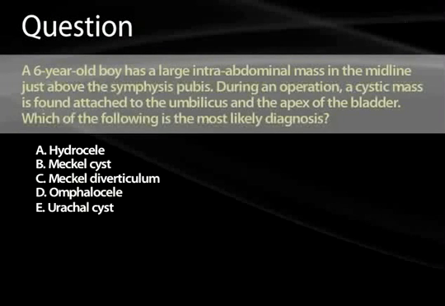There's a 6-year-old boy that has a large intra-abdominal mass in the midline just above the pubic symphysis. During an operation, a cystic mass is found attached to the umbilicus and the apex of the bladder. Which of the following is most likely the diagnosis? What you'll be looking for here is not a Meckel's cyst or a Meckel's diverticulum, because those are associated with the bowel, but you'll be looking for a urachal cyst, which is the remnant of the primordial urogenital cyst.